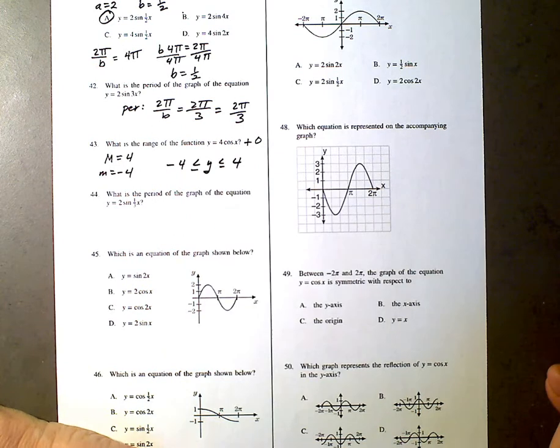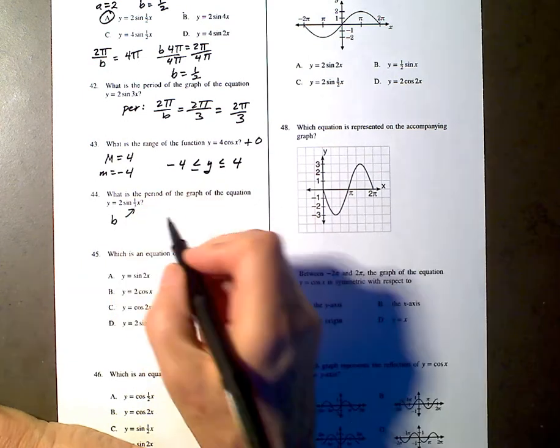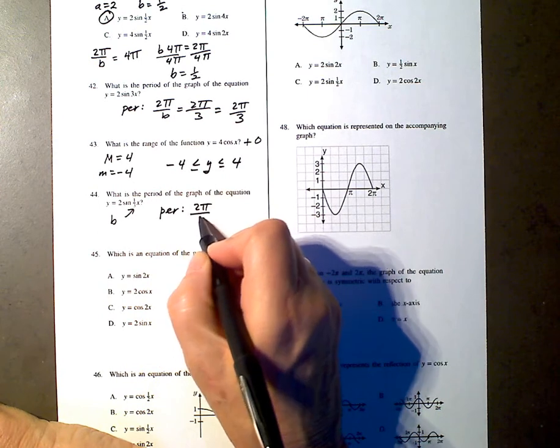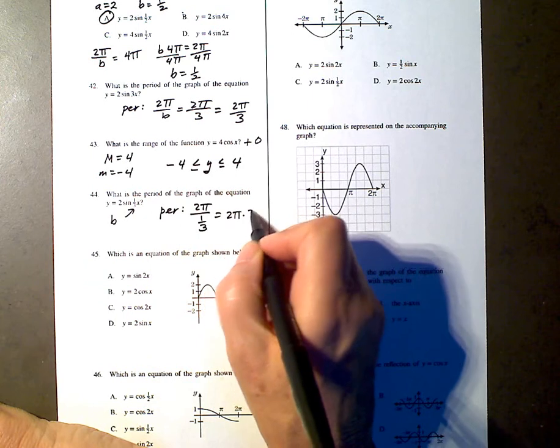Number 44, the period of the graph of the equation. So b right here is 1/3. So the period is 2 pi over b of 1/3. So this is 2 pi times 3, or 6 pi.